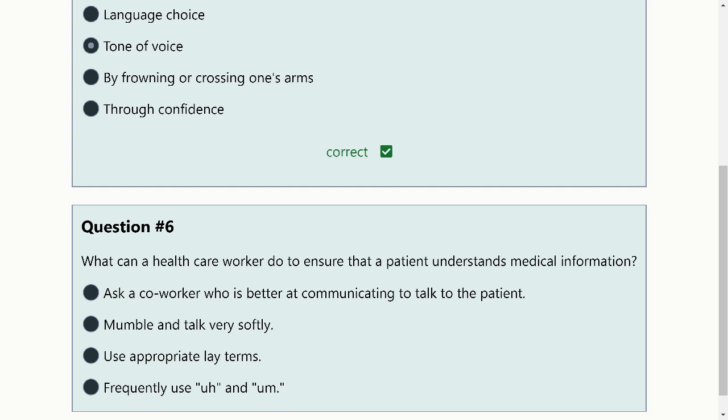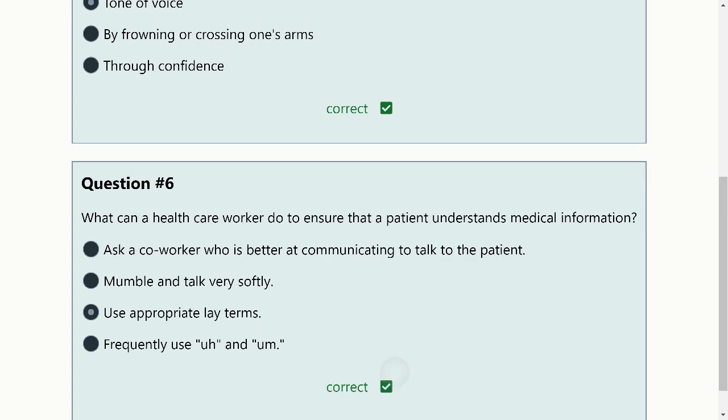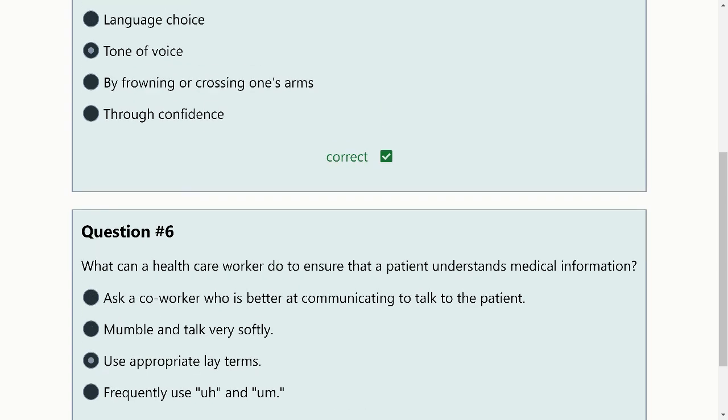All right, what can a healthcare worker do to ensure that a patient understands medical information? C. Use appropriate lay terms. You know that one too. That one's on your study guide. So, what can a healthcare worker do to ensure that a patient understands medical information? Use appropriate lay terms.